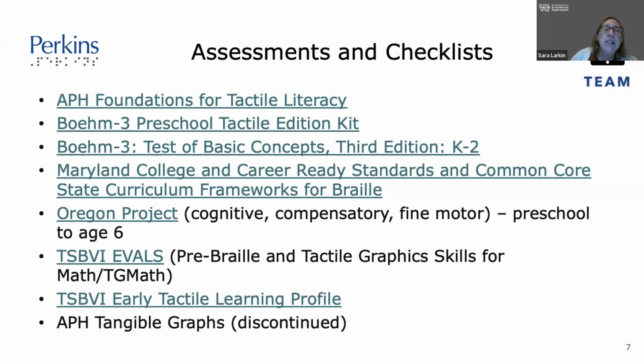The next thing we have in here is the TSBVI Early Tactile Learning Profile. We've linked directly to that PDF document, and there's a lot of information around both the skills and teaching those skills as well. The last bullet, unfortunately, is APH Tangible Graphs, which has been discontinued by APH, but we have decided to include it here because some of those EOTs still have access to those kits. So you can always check it out if they have it available for you.